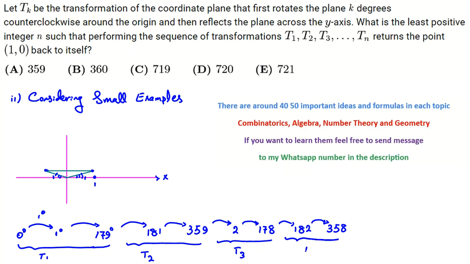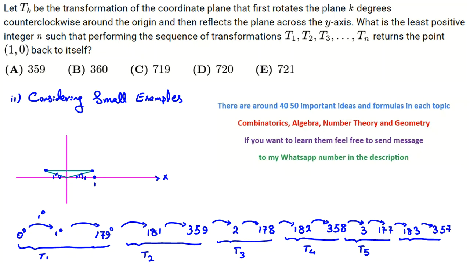If we reflect for T4, then for T5, 5 plus this will be 3. If we reflect it, it will be 177. Then T6, we add 6, 183. And if we reflect it, it will be 357.